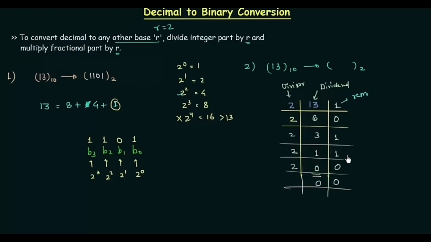But there is one twist. We have to start looking from the bottom. 1, 1, 0, 1. As we have already seen, the binary equivalent of 13 is 1, 1, 0, 1. So don't consider this one as the MSB. If you consider this as the MSB, the result will be 1, 0, 1, 1, which is not true.